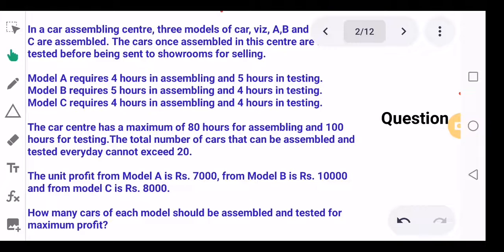Before that, we need to know the profit you're going to get per unit of car, which is mentioned in this sentence. The sentence says that on car A you are going to get a profit of Rs 7,000. On car B you are going to get a profit of 10,000, and on car C you are going to get a profit of 8,000. So based on this information, based on the last two sentences, we will be formulating our objective function first.